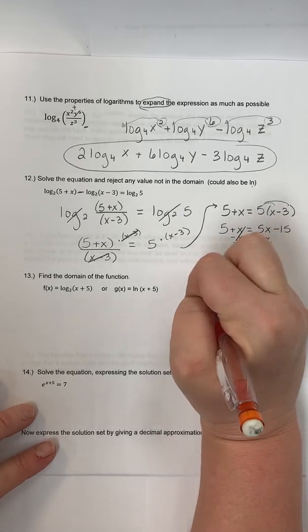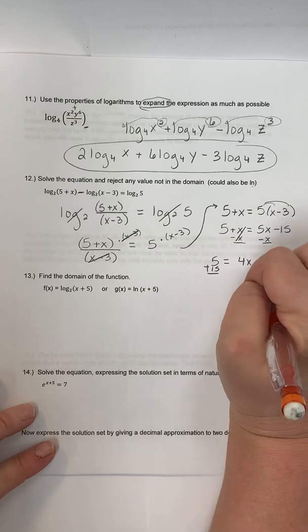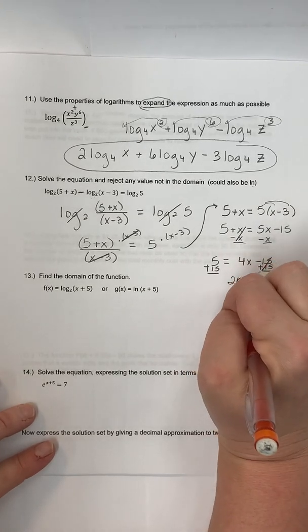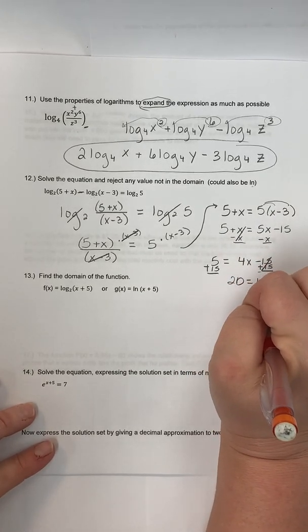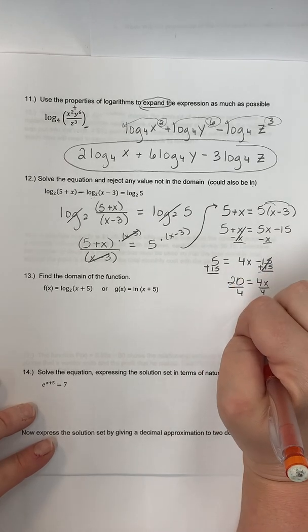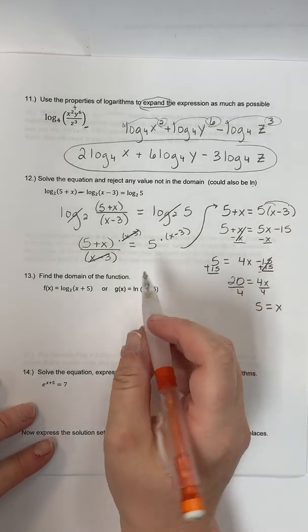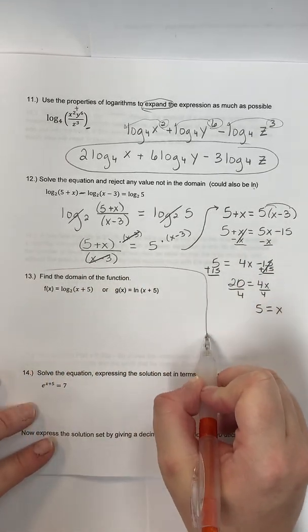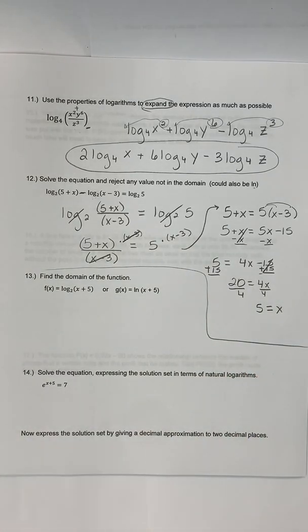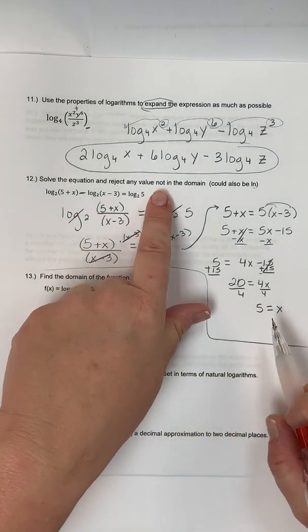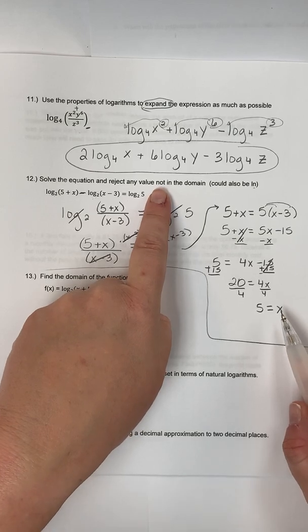And I'm going to add 15 to both sides. I get 20 equals 4x. Divide by 4, and I get 5. All right, now before I circle it and move on, I need to know, is that possible for the domain?